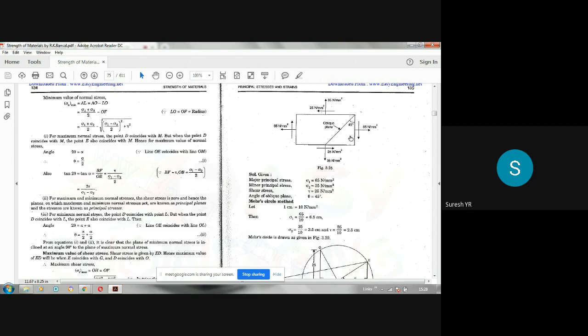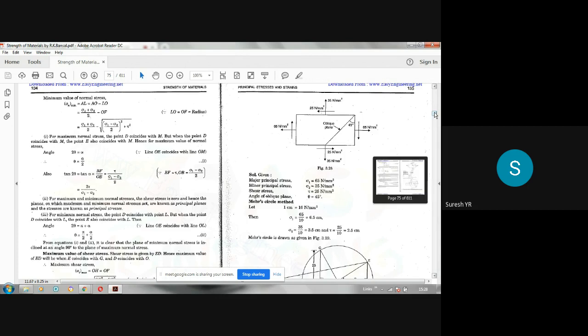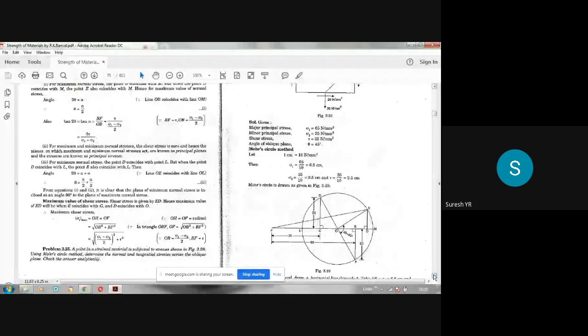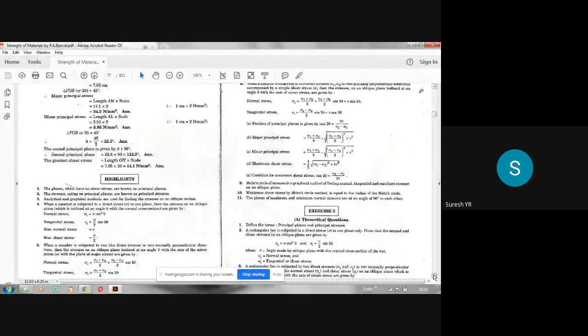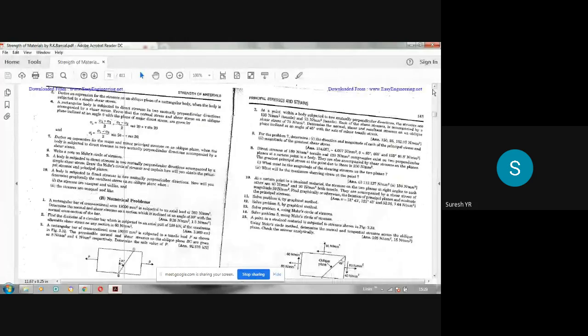So this type of problem we have done analytically. In the exam they can ask you both. He may ask you to do it by Mohr circle method. Then he may ask you to check the answer by analytical method. So to check the answer by analytical method, you should know the formula to find the normal stress and shear stress on the oblique plane. So the formula I will show you here. This we have derived already.